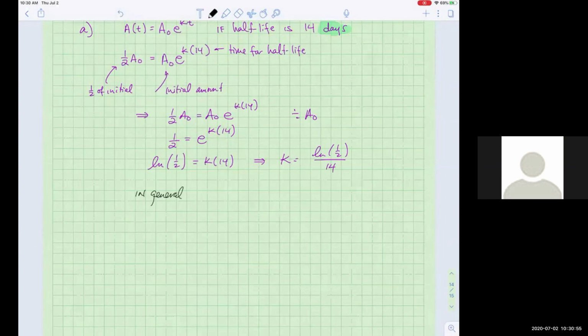That is to say, in general, the decay rate K is equal to the natural log of 1/2 over the half-life.